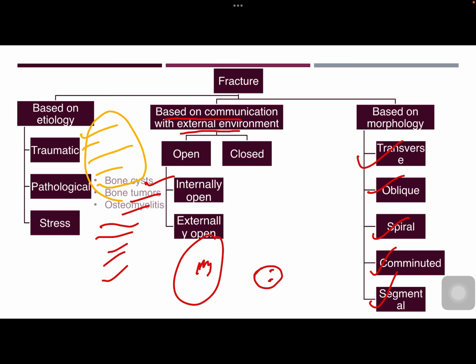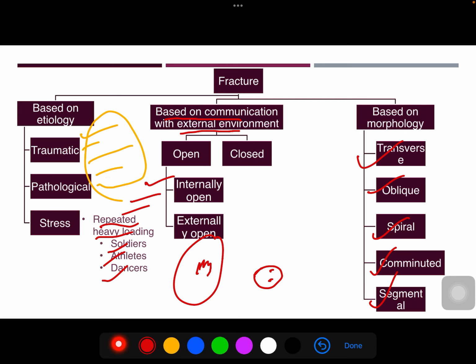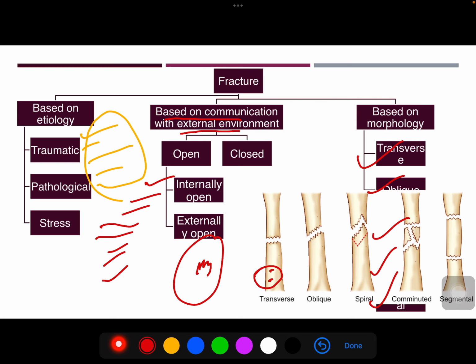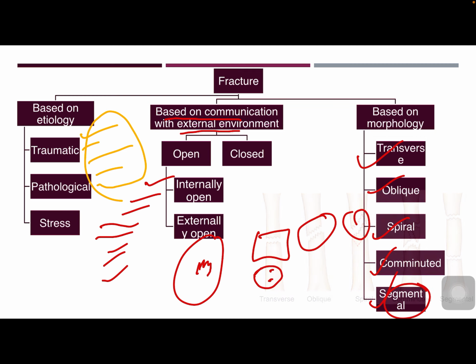Based on the morphology, there are transverse, oblique, spiral, comminuted, and segmental, which you can also see in the figure. Here is the transverse, oblique, spiral, and then the comminuted and the segmental fracture.